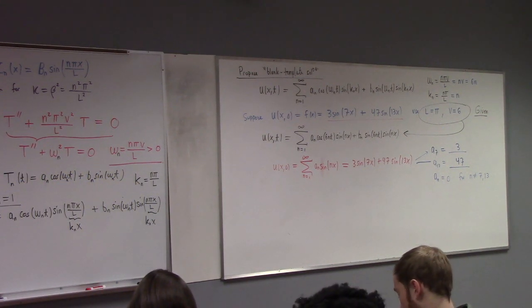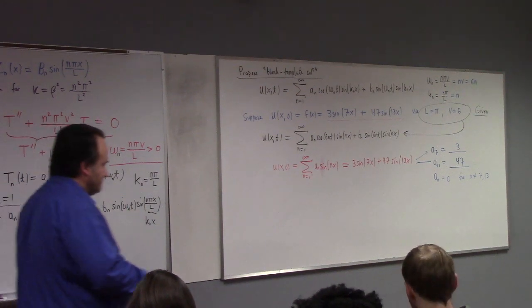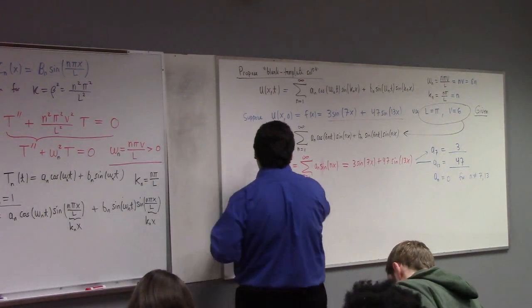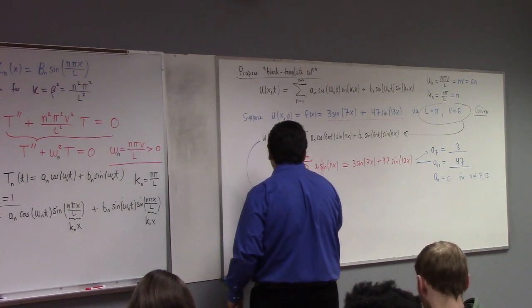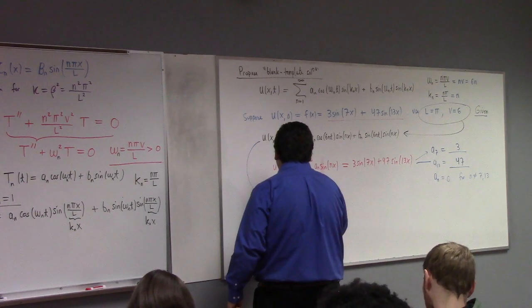Okay, so now we know that most of the a sub n's are zero, but there's one other thing I need to do. So what is partial u, partial t equal to?